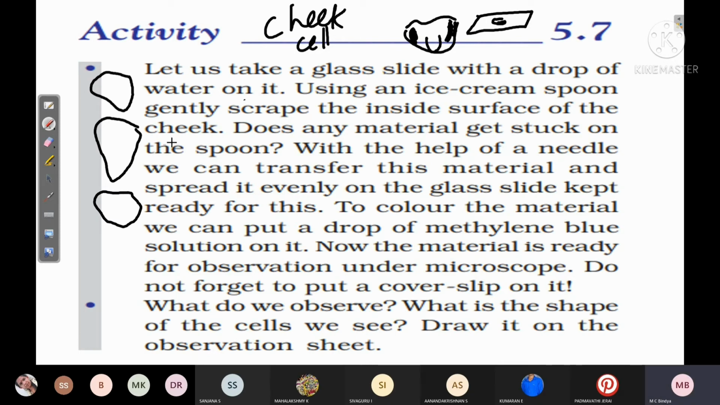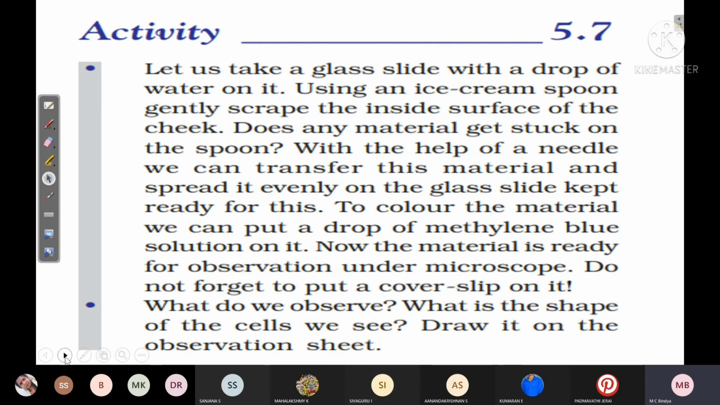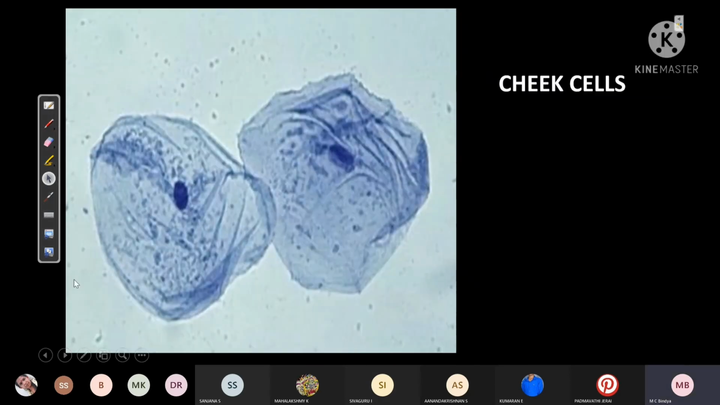And since it is from our cheeks, they're animal cells. They don't have a cell wall. You can see the nucleus and then you can see the cytoplasm. To get color on this, you can use any of the stains. You can use methylene blue stain or safranin stain. So this is what you see under the microscope.